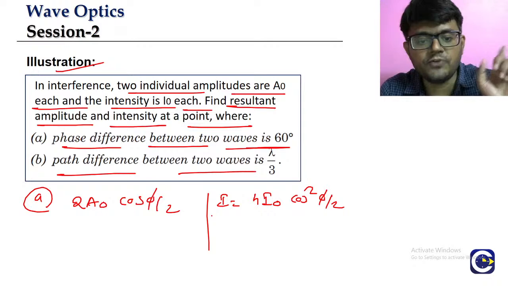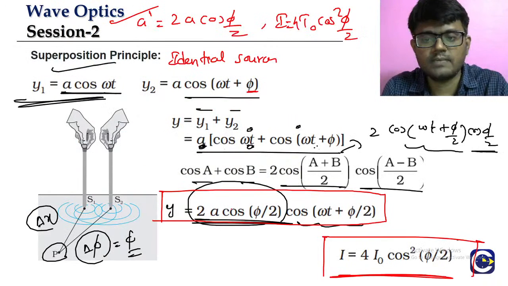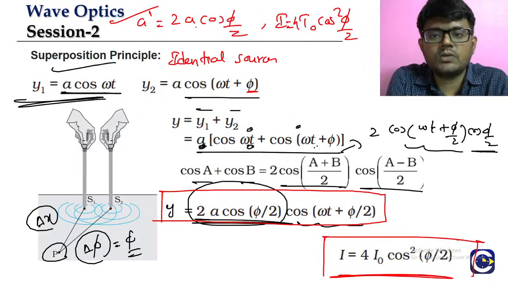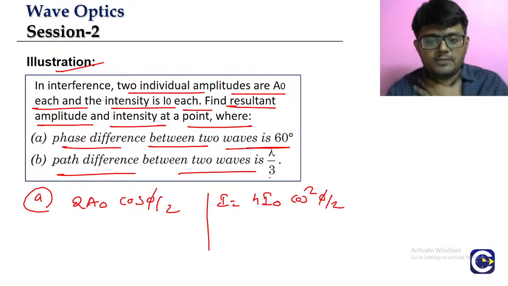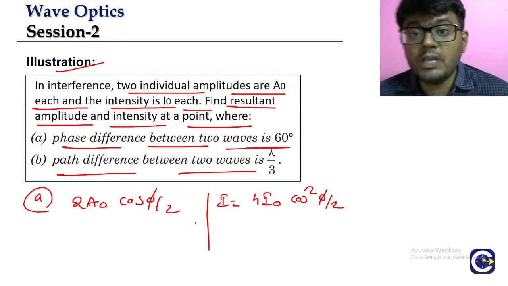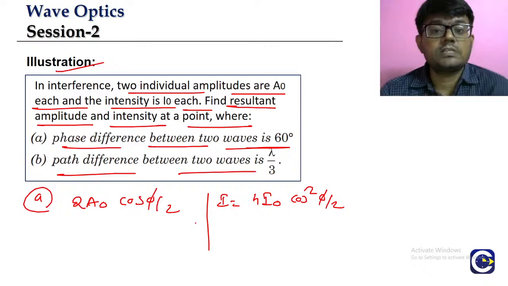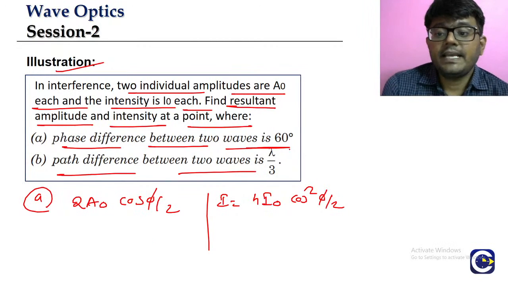Straight away we are putting the formula, right? So where is it coming from? Here. A dash is equal to what? 2a cos phi by 2. I is equal to what? 4 I naught cos square phi by 2. As it is, we are substituting the formula. That's why I said if you remember the formula, we can answer these kinds of questions very easily. That's it, right?